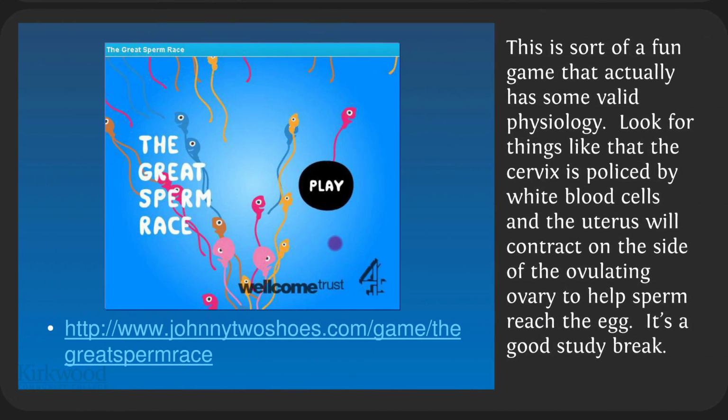This is kind of a fun game, and it's sort of physiologically accurate. So if you play it, look for things like that the cervix is policed by white blood cells. I mean, a sperm is a foreign object, and it can be killed by white blood cells. And the uterus will contract on the side of the ovary that's ovulating to help sperm reach the egg. It's kind of a good study break, too.